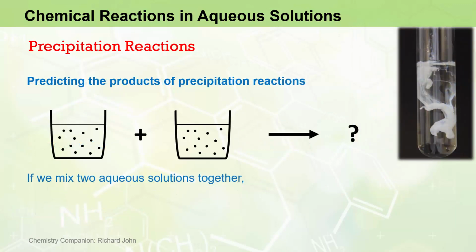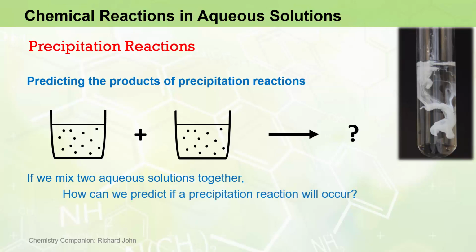So a couple of questions we could ask ourselves. If we were to mix two aqueous solutions together, how can we predict if a precipitation reaction will actually occur? And how can we predict what the products will be? We can answer these questions by going through a systematic step-by-step process.